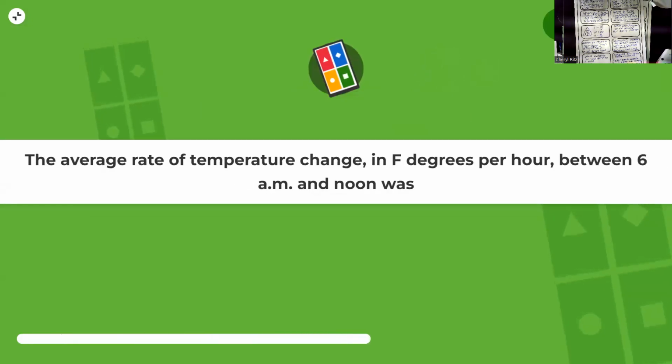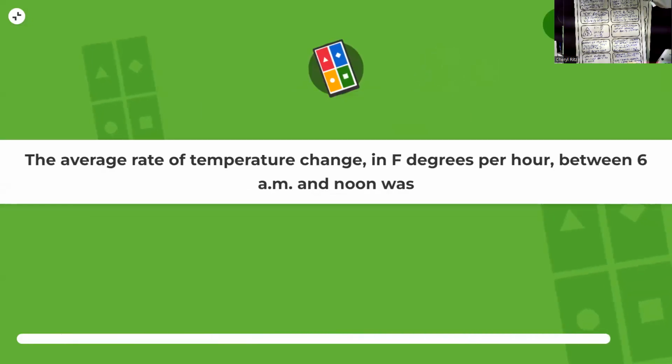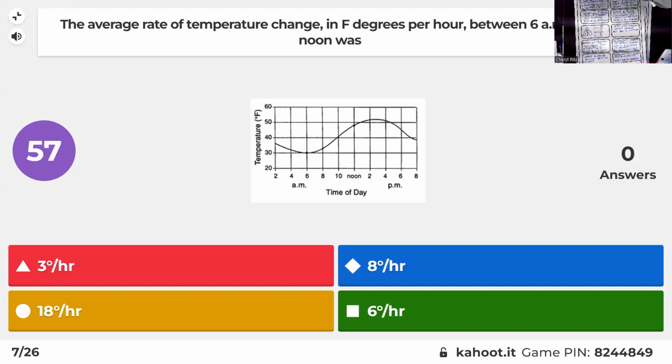The average rate of temperature change. This isn't on the quiz, but this is what we did in class. Remember the formulas on the front page of your reference table? You don't have to know this for tomorrow, but it is change divided by time. This exact question we did in class. Just take a look at how much does it change divided by how much time?